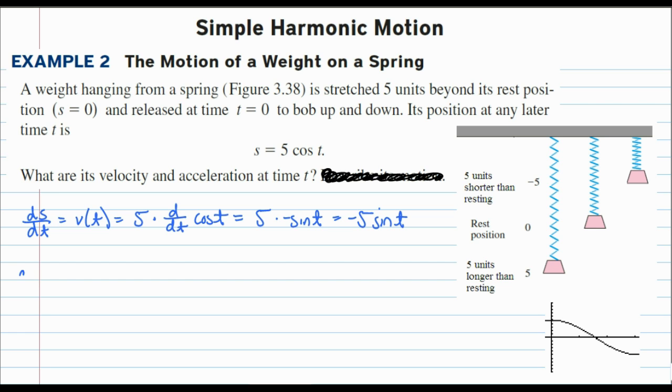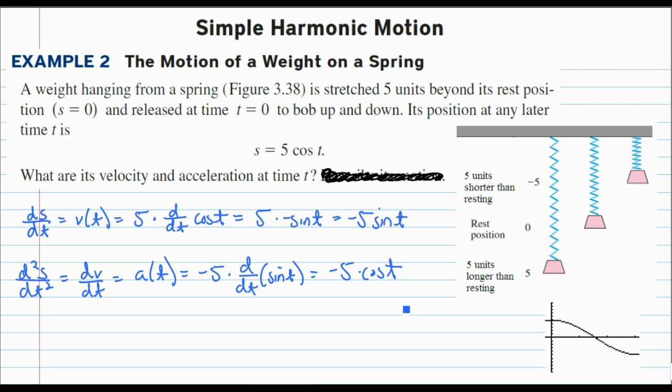The acceleration is going to be the second derivative of position, or the first derivative of velocity. And again, if we're taking the derivative of velocity, we have a coefficient out in front, and then I can just multiply by the derivative of sine of t. So I get negative 5 times cosine of t.